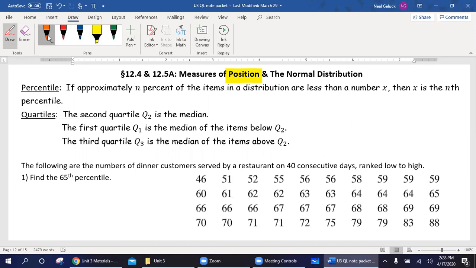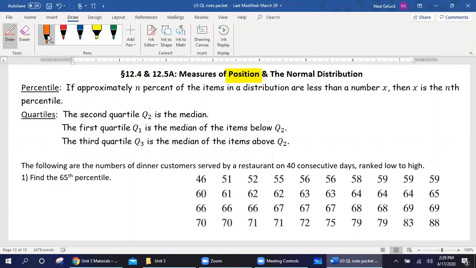The first way to measure position is what's called a percentile. Don't confuse percentiles with percentages. A percentage is how many you got correct on a test. A percentile is where you rank compared to other people who took that test. So they're not the exact same thing.